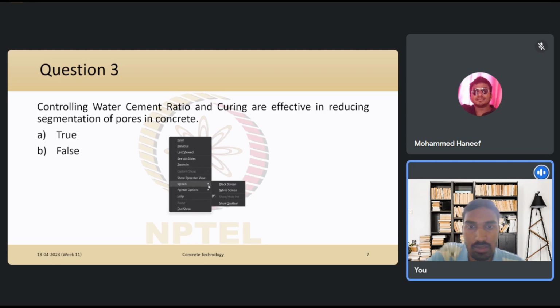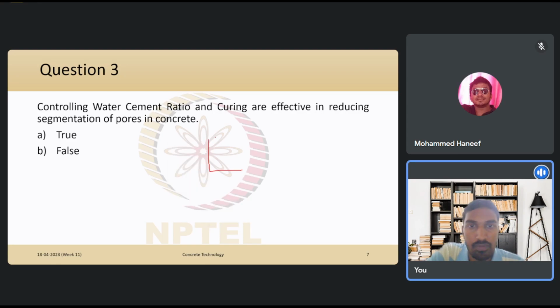So what is the segmentation? If we have a piece of concrete, it will have some pores at different locations. What we are talking about here is the segmentation of pores, so it is about the separation. Segmentation means the pores being separate from each other, not really interconnected.